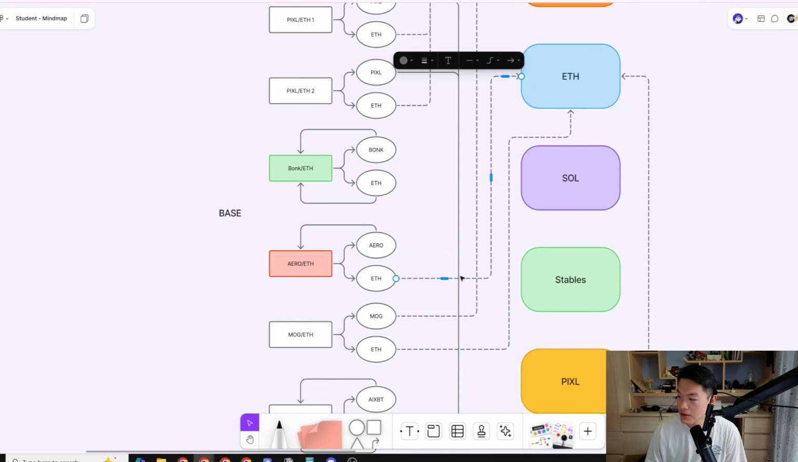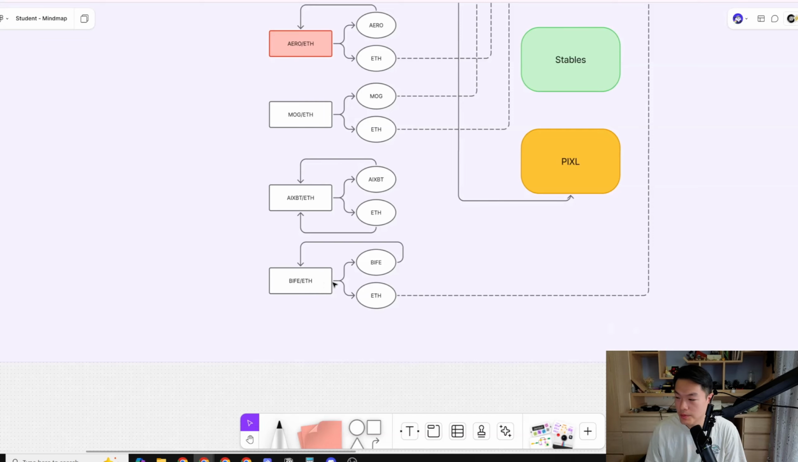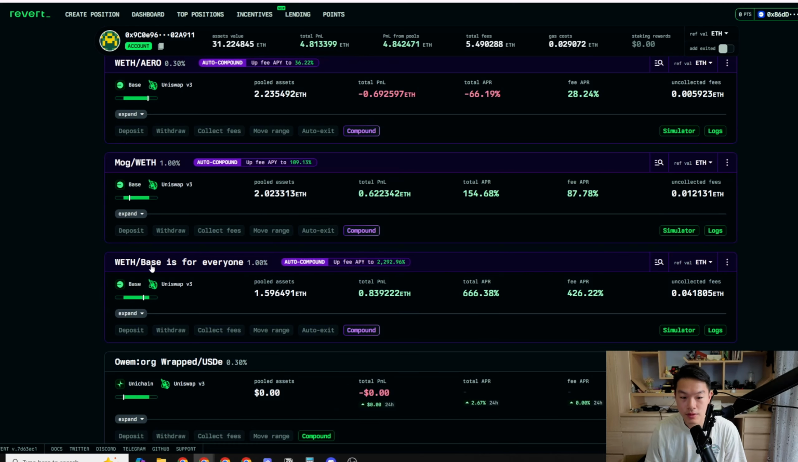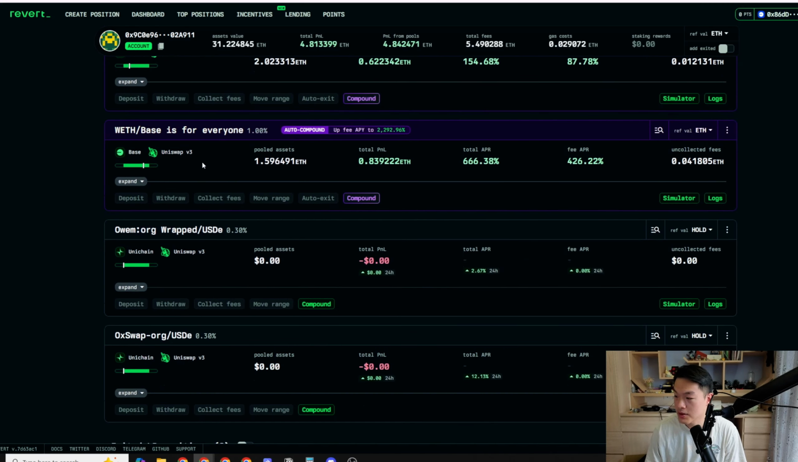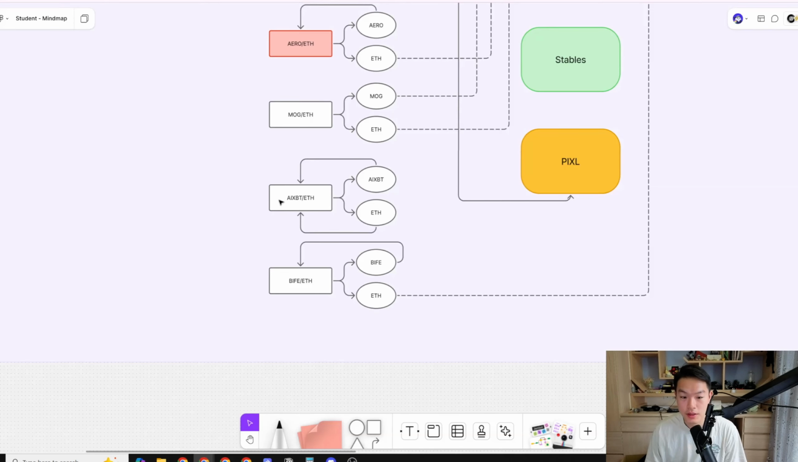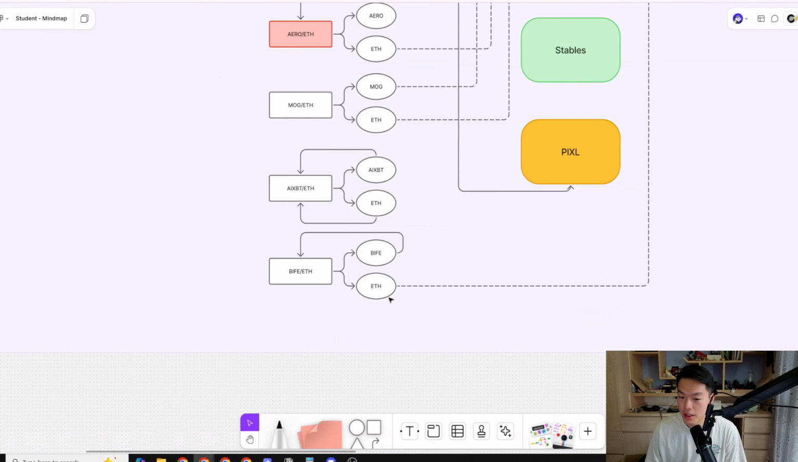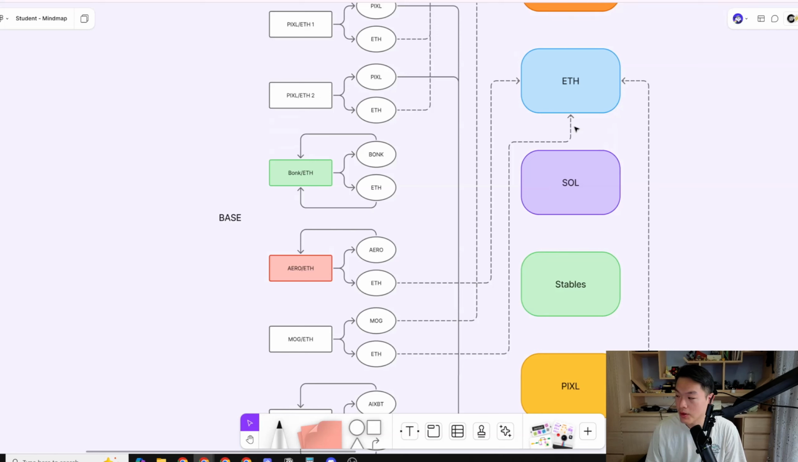For this particular one, I just separated my ETH and then used it to hold Ethereum. And you can see this here with the base is for everyone meme coin. If you go back to my open position, this is the one. And I did the same thing with arrow because I don't want too heavy of an exposure into this pool. And then once again, I'm stacking the Ethereum part of my fees.